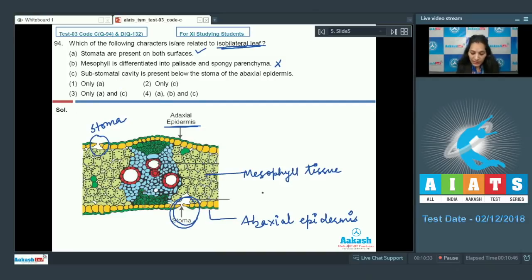C. Substomatal cavity is present below the stoma of the abaxial surface. This is the abaxial surface. This cavity is called the substomatal cavity and it is present below the stoma of the abaxial surface. So this makes the statement true. So statement A and C are correct. By analyzing the option you can say option 3 is the correct option. Let's move on to the next question.